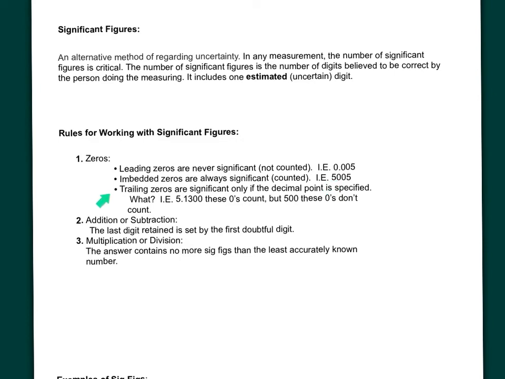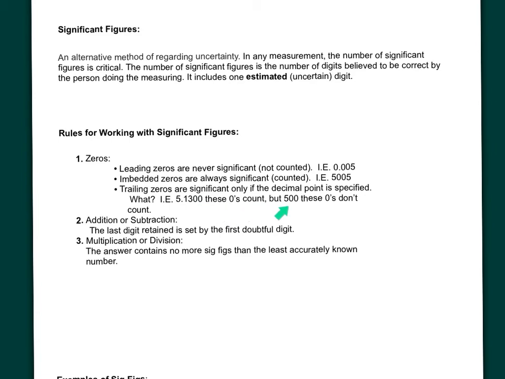Trailing zeros are only significant if there's a decimal point specified. So for example, if you had 5.1300, all of those digits count because there's a decimal there. That decimal makes those trailing zeros count. So what is a trailing zero? A trailing zero is a zero at the end of a number somewhere.